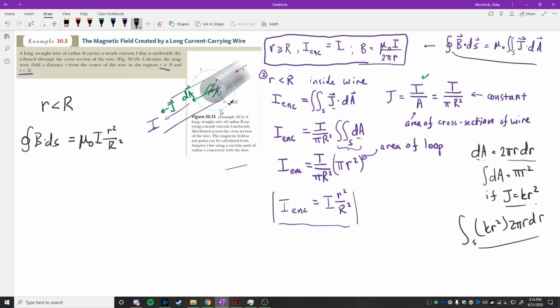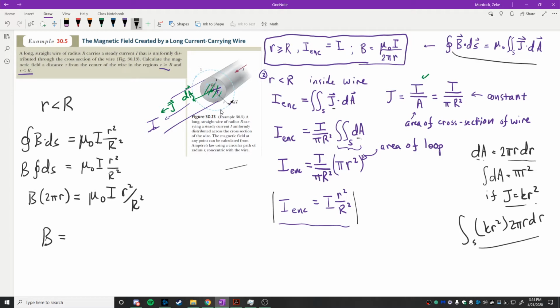The left-hand side, we say the magnetic field in the region on the inside is going to be constant. We can pull it out. This ends up being the integral of ds, where our ds is the inner path now. And we have basically b times the path, which is now going to be 2 pi r. And that's going to be equal to mu naught I r squared over big R squared. And then we cancel the r's, and we end up getting b. This is going to be on the inside again.